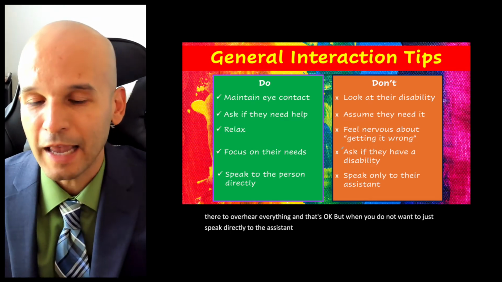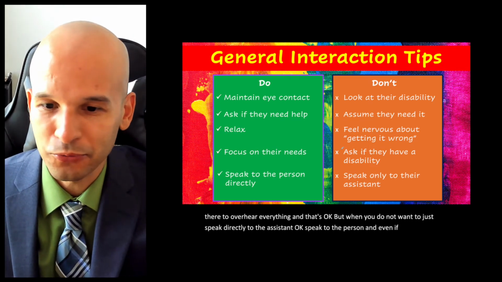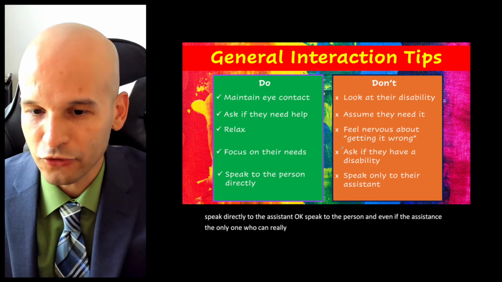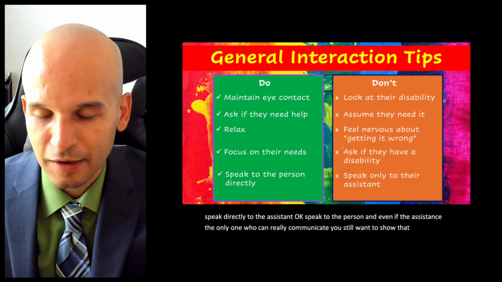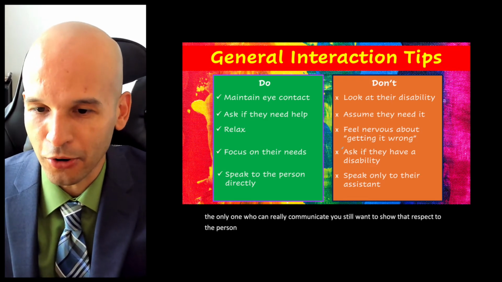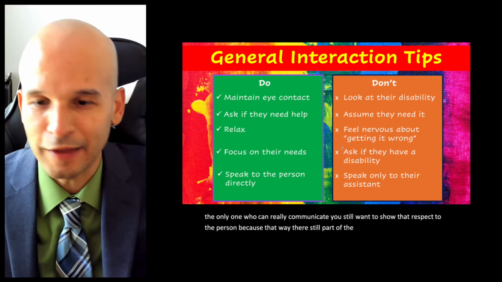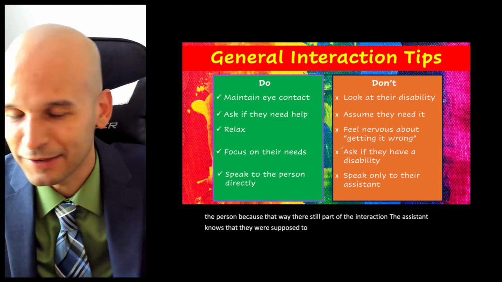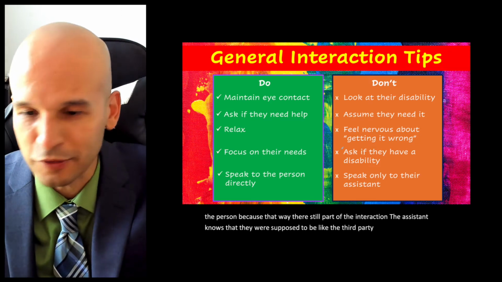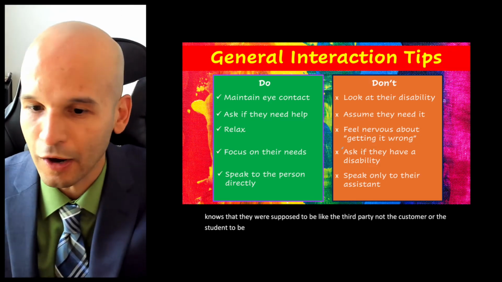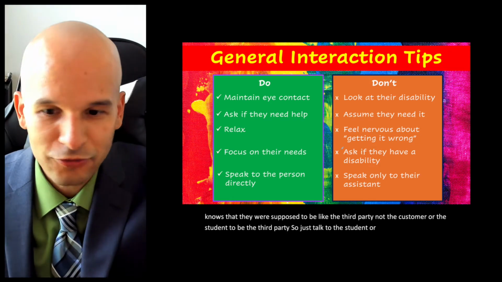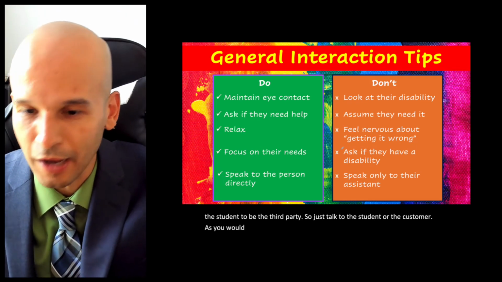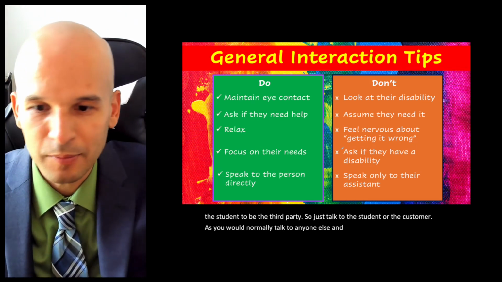Speak to the person, and even if the assistant's the only one who can really communicate, you still want to show that respect to the person because that way they're still part of the interaction. The assistant knows that they're supposed to be the third party, not the customer or the student. So just talk to the student or the customer as you would normally talk to anyone else. And then just let the assistant chime in as the third party.